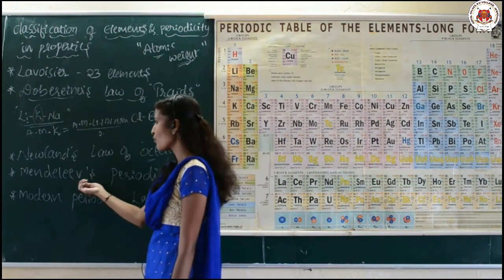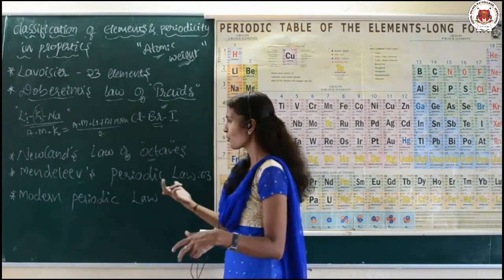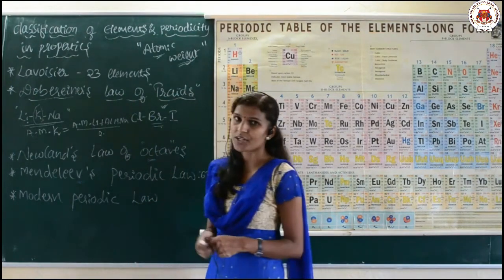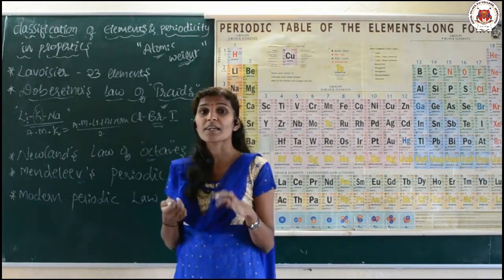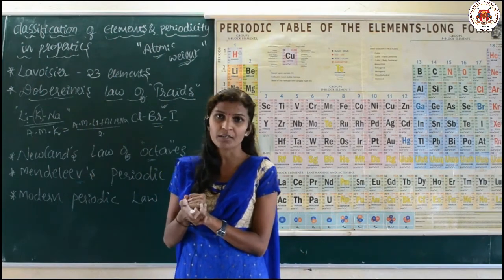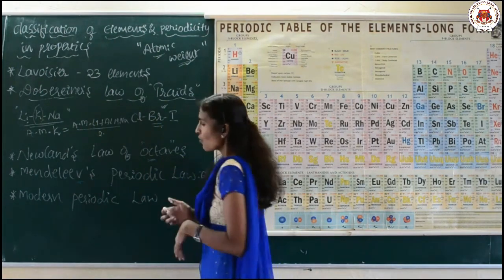After that, one more scientist, Mendeleev, made a very high contribution to the periodic table. He discovered 63 elements. He made the rows and columns distribution in the periodic table, and then the Mendeleev periodic law, what does it state?